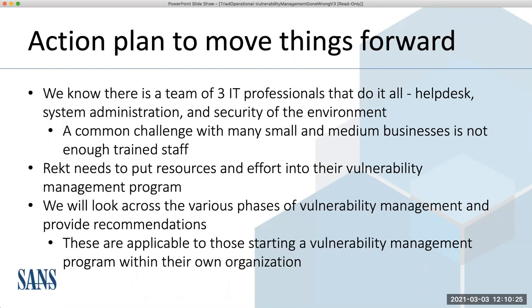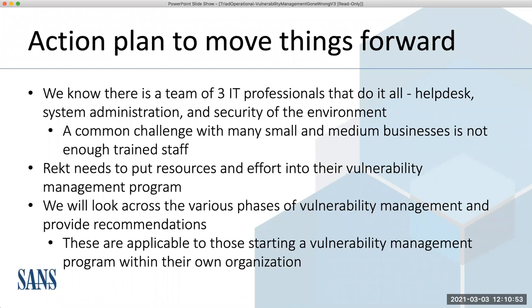And what we're going to take a look at here today, and David and I, as you've seen, are going to be trading it off. We're going to take a look through the various phases that we use inside the Management 516 class, the PACT, with prepare, identify, analyze, communicate, and treat. We're going to take a look across all 5 of those areas and offer some suggestions and things to do for Rekt to start out to try and get the vulnerability management program where they need it to be.